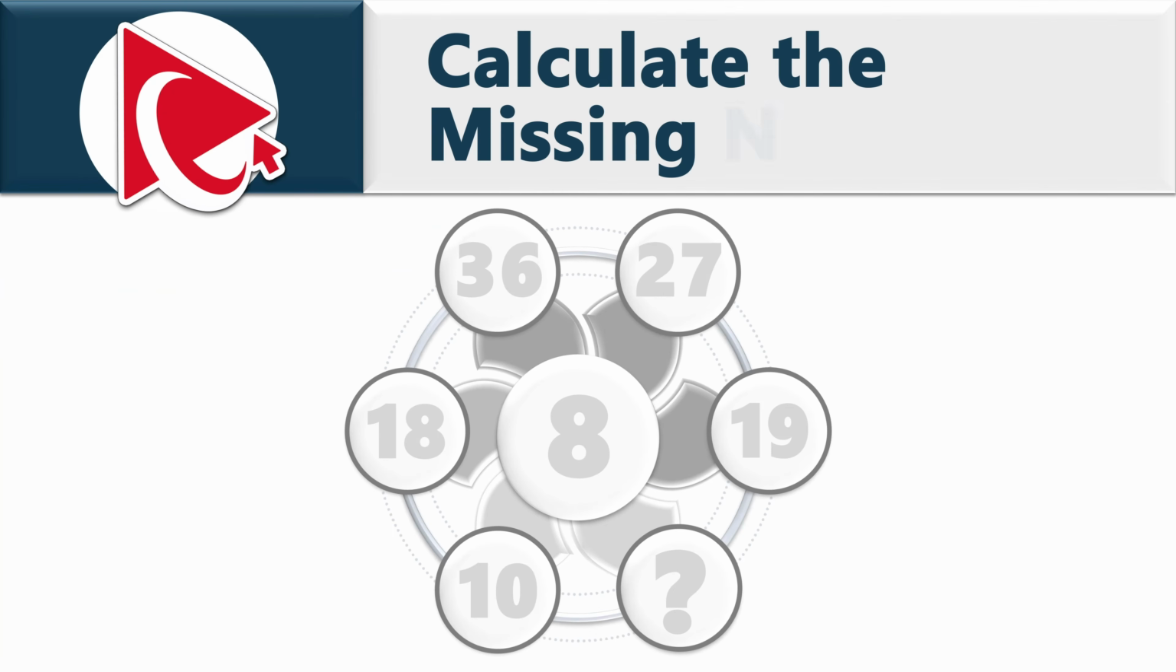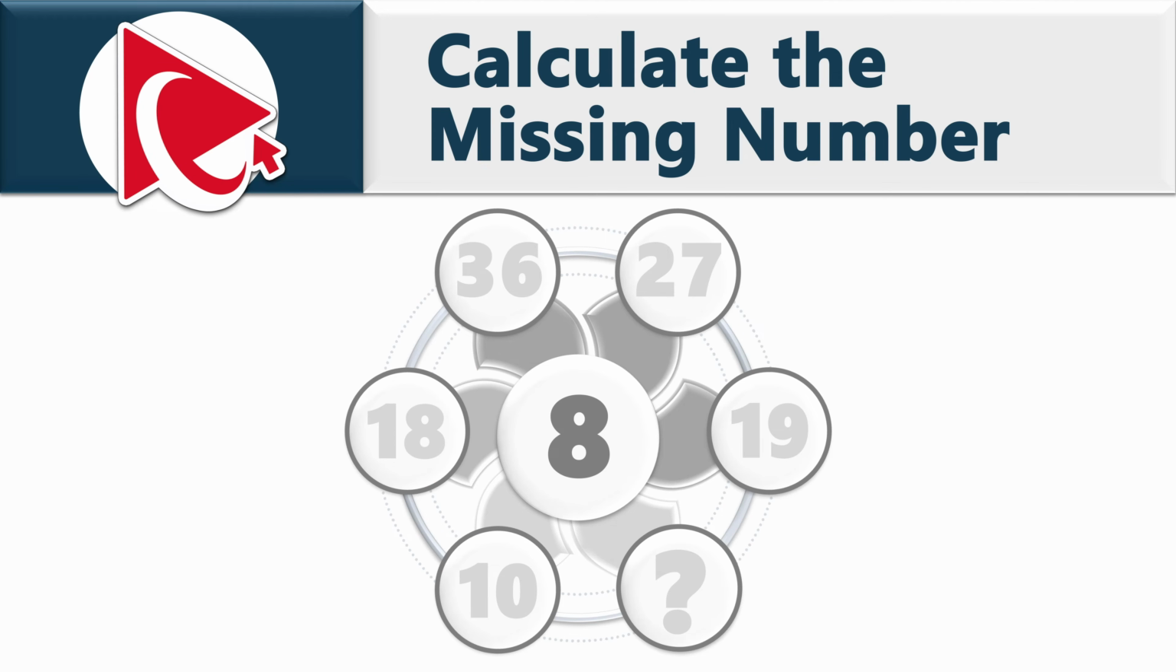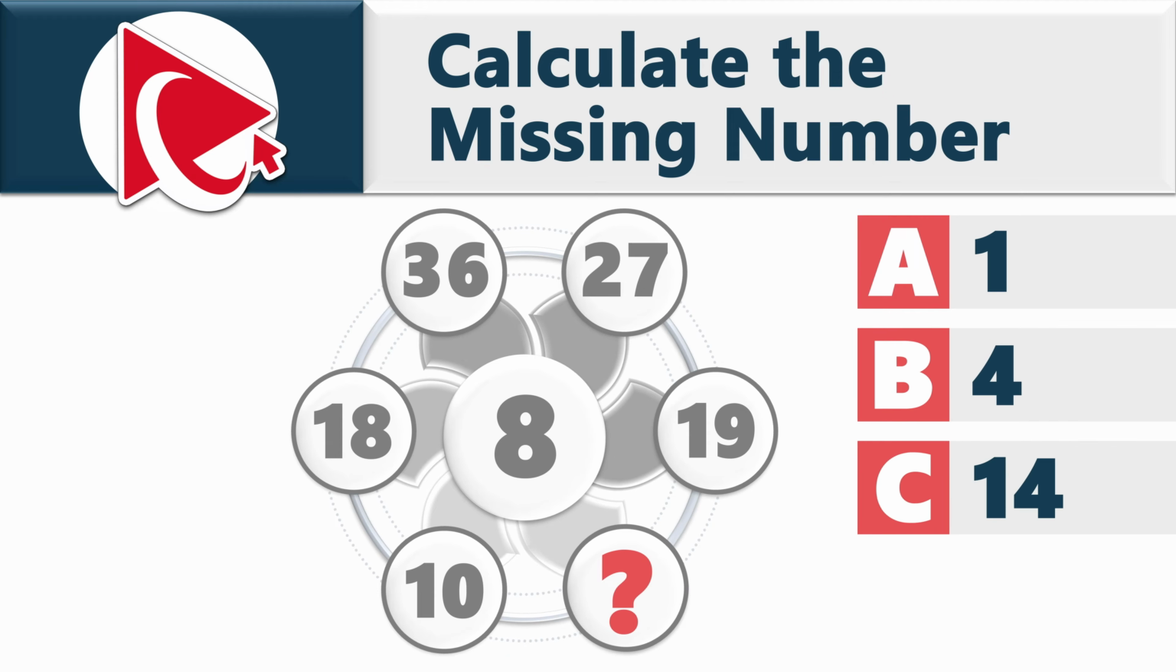You're presented with a cool-looking shape, which has 6 numbers on the outside and 1 number in the middle. The number in the middle is 8, and the numbers on the outside are 10, 18, 36, 27, 19, and then comes the missing number, which you need to calculate and select out of 4 possible choices. Choice A, 1, choice B, 4, choice C, 14, and last but not least, choice D, 45.